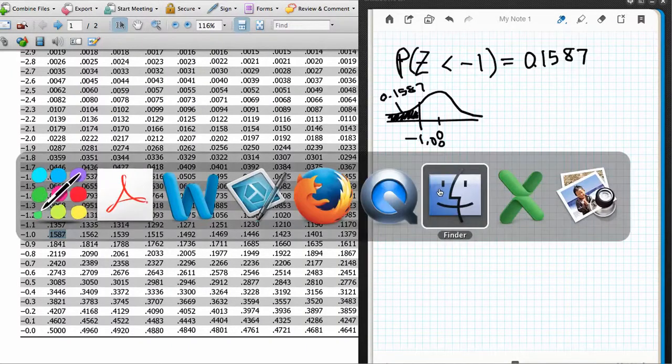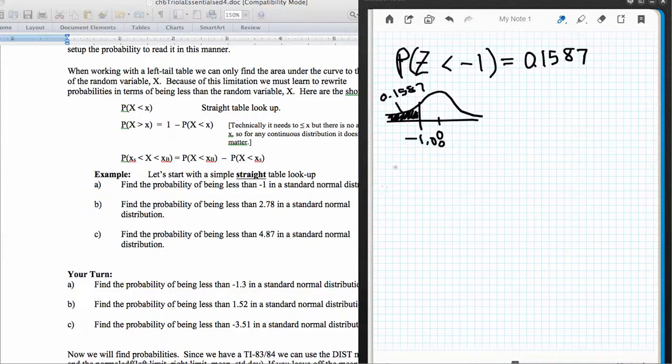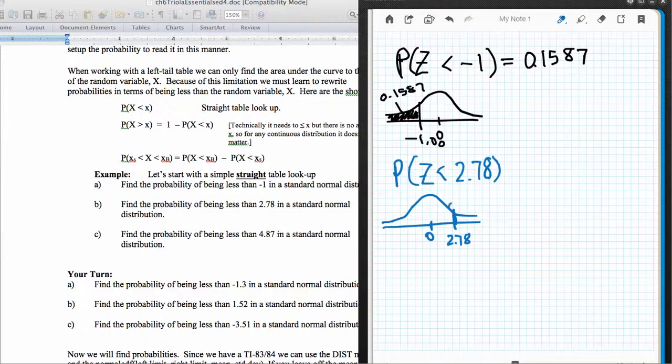Okay, now let's take a look at the next one. My next problem says, what's the probability of being less than 2.78 in a standard normal distribution? So z being less than 2.78, let's draw a picture of that. Here's my mean at 0, right in the middle. 2.78 is over here, isn't it? It's a positive number, so it's on the right side of 0. If I'm on the right side of 0 and I'm going less than this, I can't find this value in the negative z table.